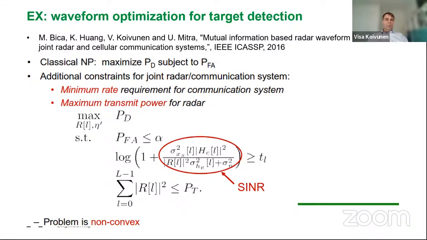So you basically define a constraint on the minimum rate requirement for the communication system, given here with this logarithmic expression, where this circled expression is the signal to interference and noise ratio. So we need to have a rate higher than a certain rate, and then you also have some constraint on the maximum transmit power for the radar. This problem is a non-convex problem, but there are tricks that you can find in that paper on how to solve this problem.